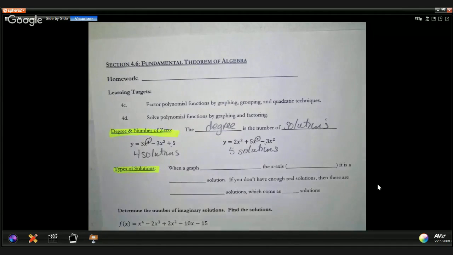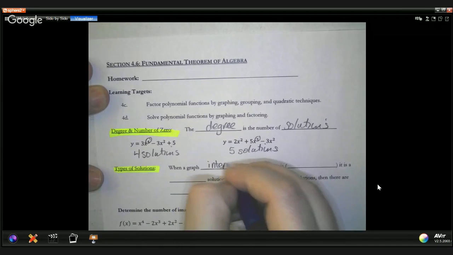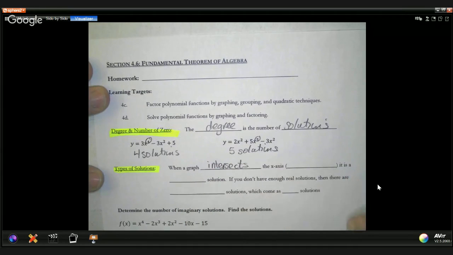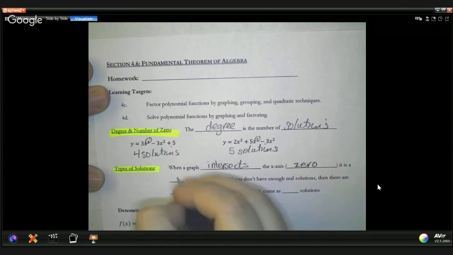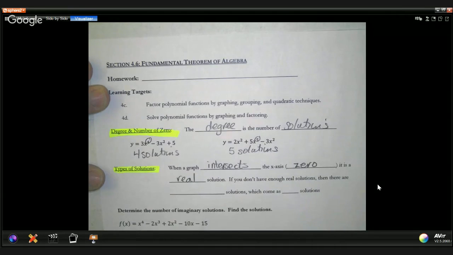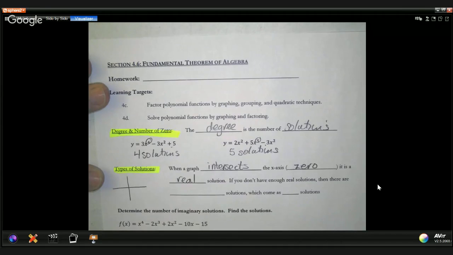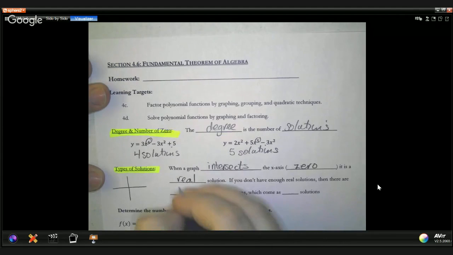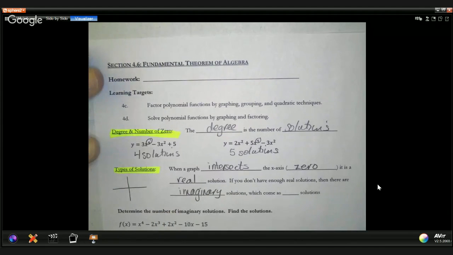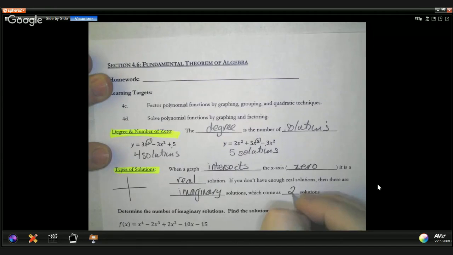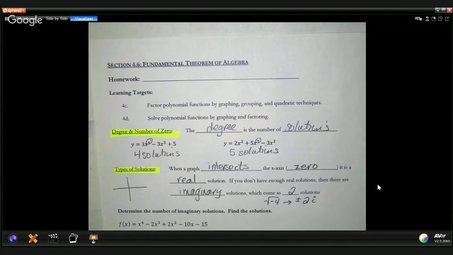Okay, when a graph intersects the x-axis, remember that's called a 0, it is a real solution. Like you can see it, it's a real solution. Okay? If you don't have enough real zeros, then there are some imaginary ones that you can't see. And when you have imaginary, they have to come as sets of 2. Because remember, like the square root of -4, that was plus or minus 2i. So there always has to be a positive and a negative.